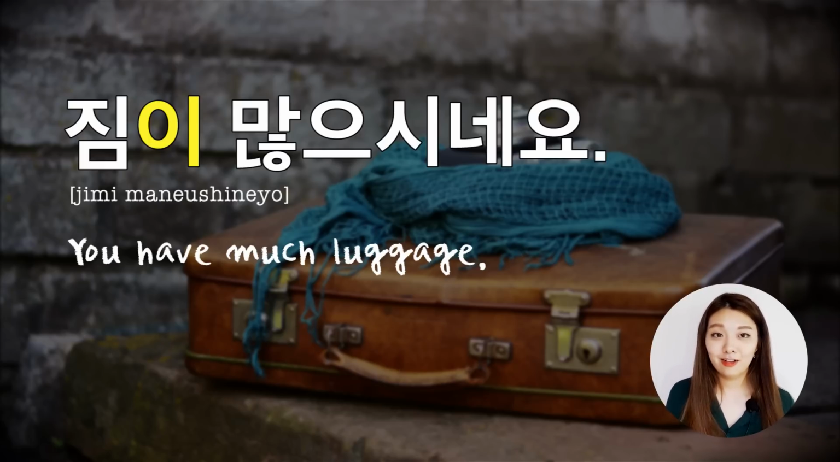Alright, so when you observe something and describe something, you have to put 이 and 가. 치타가 느리네요. 고양이가 귀여워. 짐이 많으시네요.